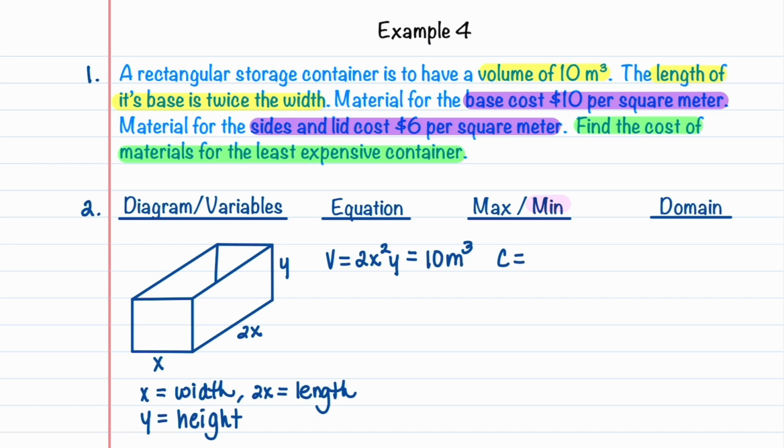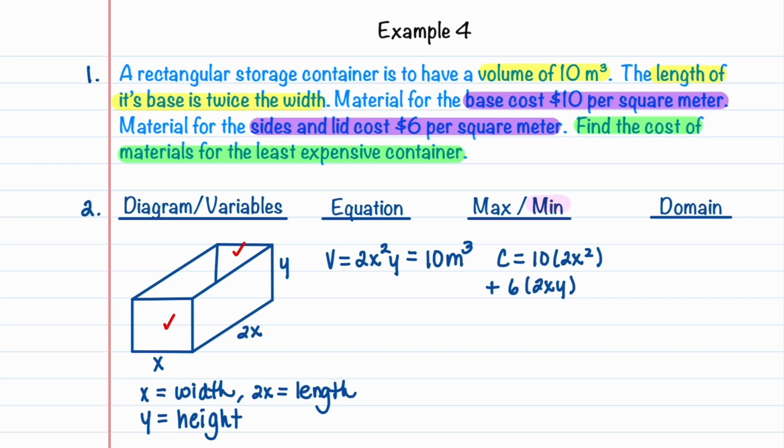Our cost is going to include the base, and that is 2x squared. And that is $10 because the base has to be stronger. So 10 times 2x squared. And then we're going to add on to that the sides. Let's do the front and the back first. That's this piece and that piece. That is xy, and we have 2 of them. And it is $6, so we have 6 times 2xy.